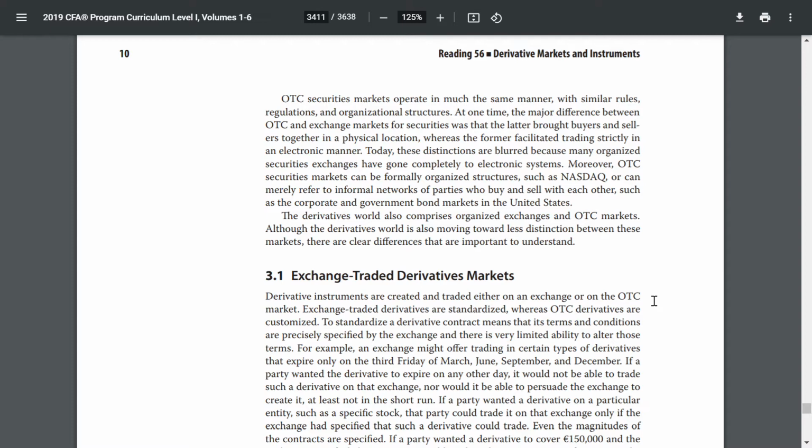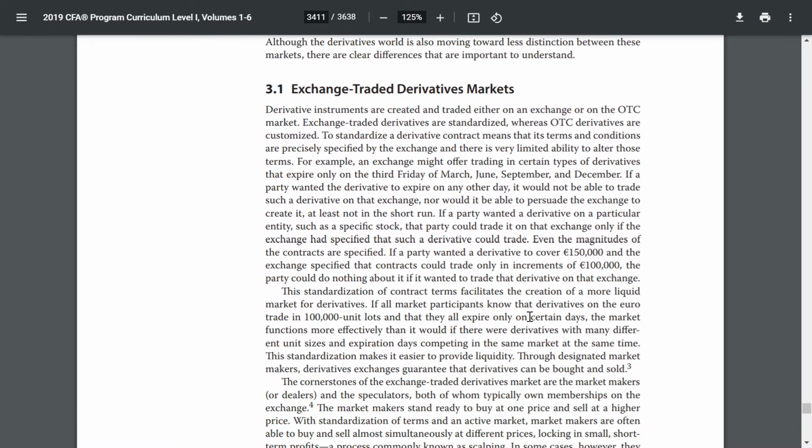Moreover, OTC securities markets can be formally organized structures such as the NASDAQ, or can merely reflect the informational network of parties who buy and sell with each other, such as corporate and government bond markets in the U.S. The derivatives world also comprises organized exchanges and OTC markets. Although the derivatives world is also moving toward less distinction between these markets, there are clear differences worth understanding. Derivative instruments are created and traded either on an exchange or on the OTC market. Exchange-traded derivatives are standardized, whereas OTC derivatives are customized.